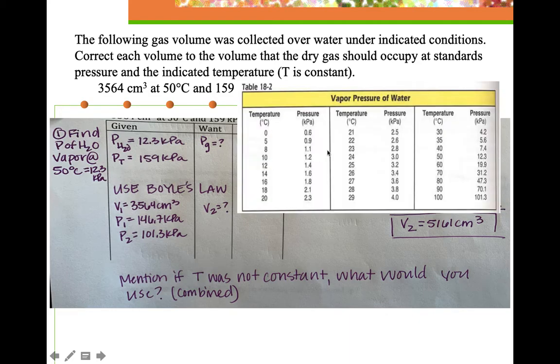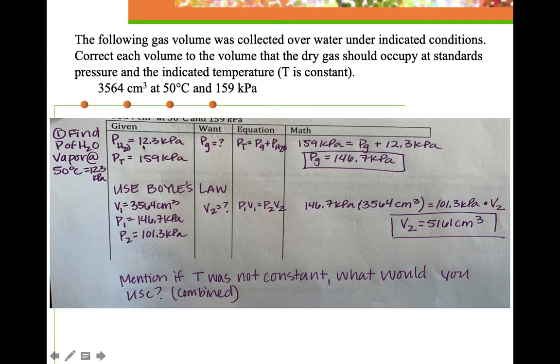So I'm going to use my chart. I'm going to find the temperature, 50 degrees Celsius, and I see that water vapor has a pressure of 12.3 kilopascals at that temperature. So now I know that the pressure from the water is 12.3 kilopascals and the total pressure is 159 kilopascals. So what's the pressure of just the gas? Well, I use Dalton's equation. P total equals the pressure of the gas plus the pressure of the water. And I solve and I get the pressure of the gas is 146.7 kilopascals.